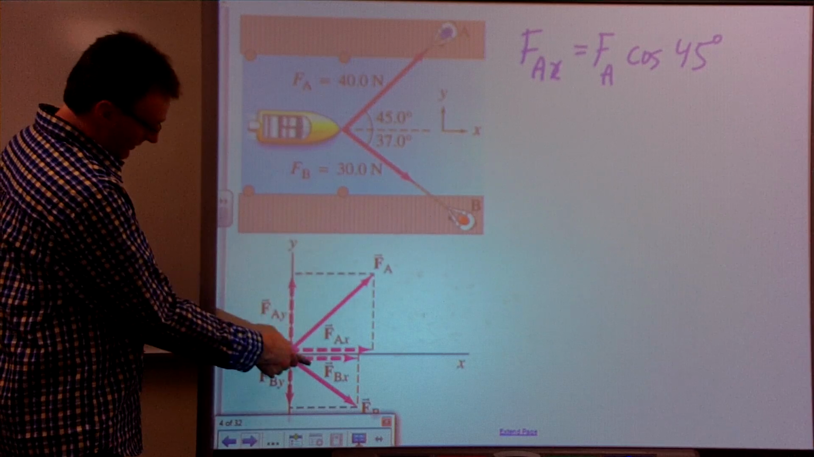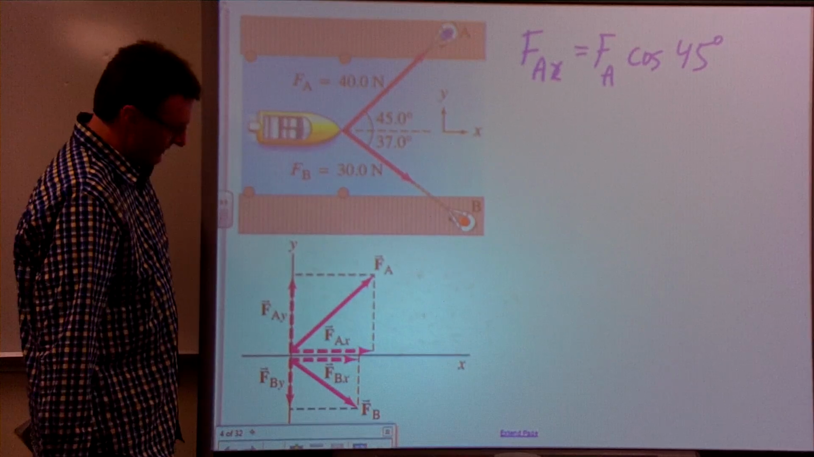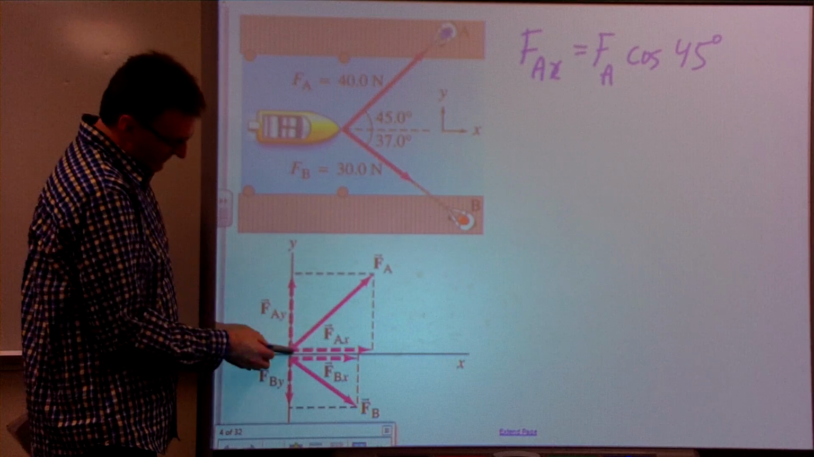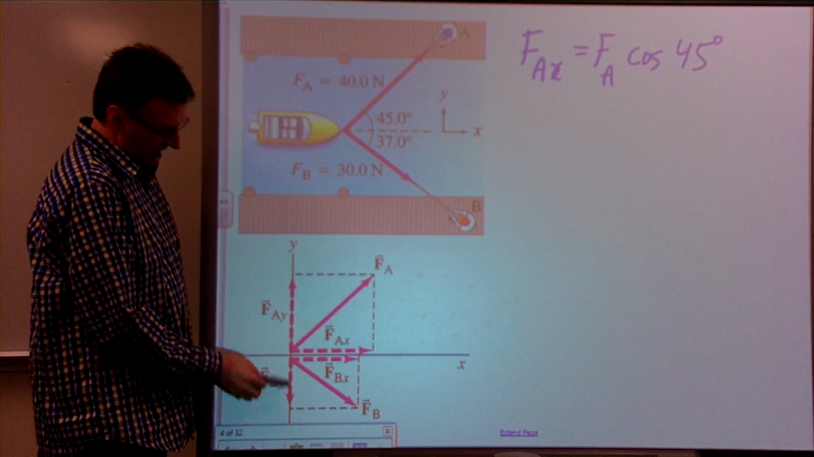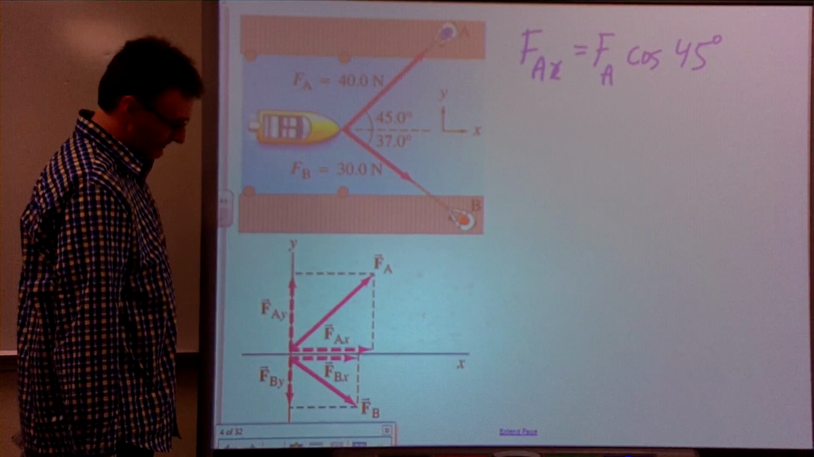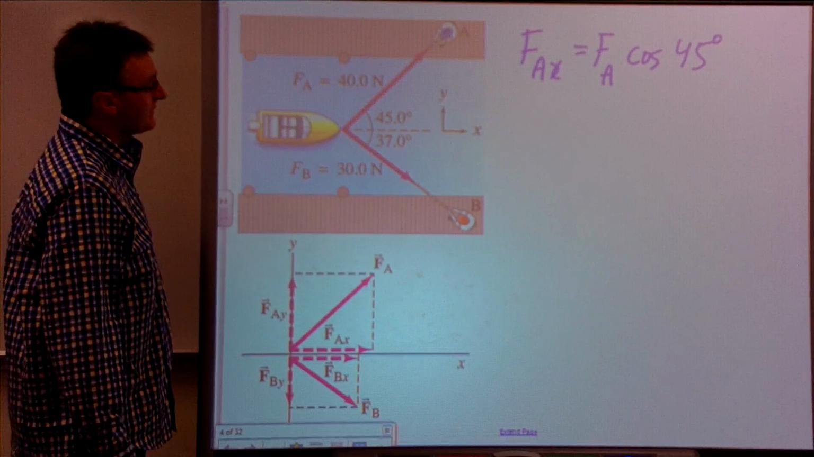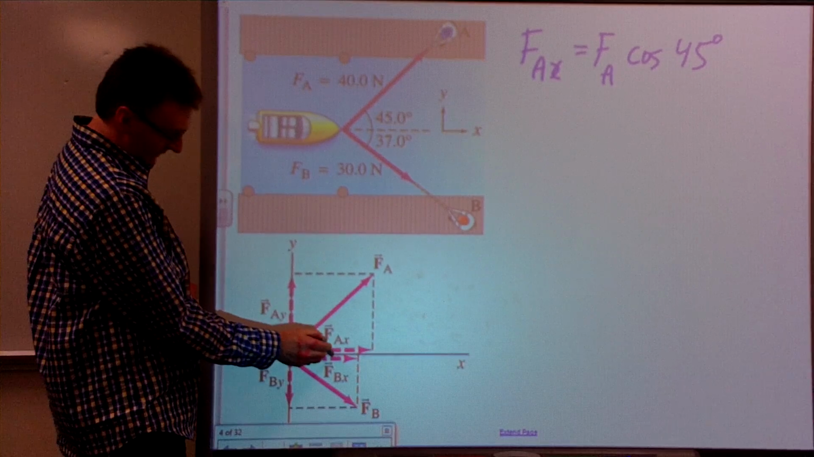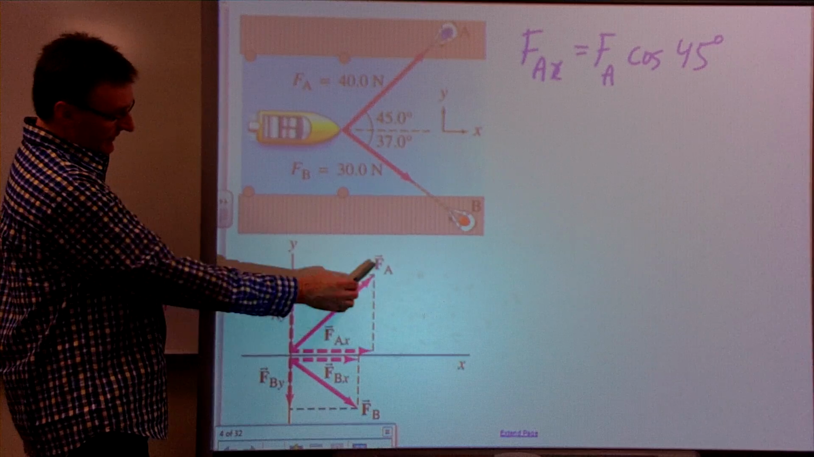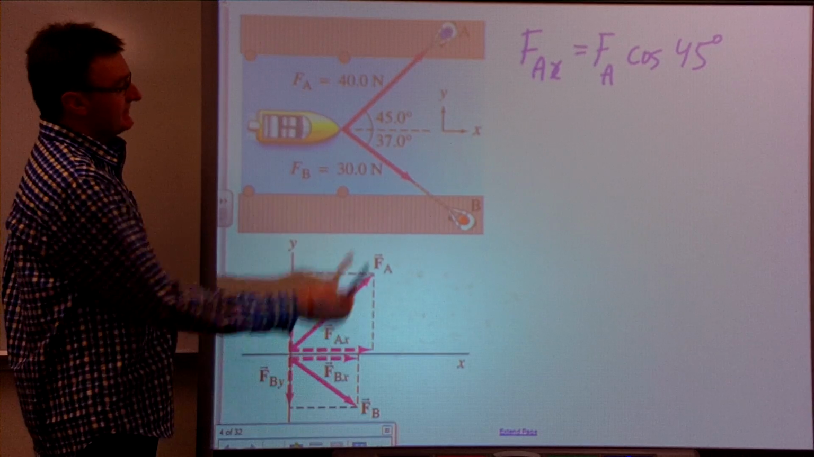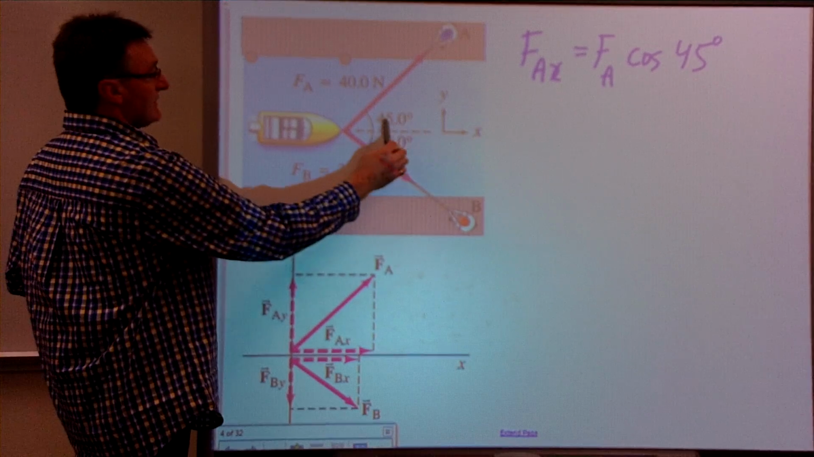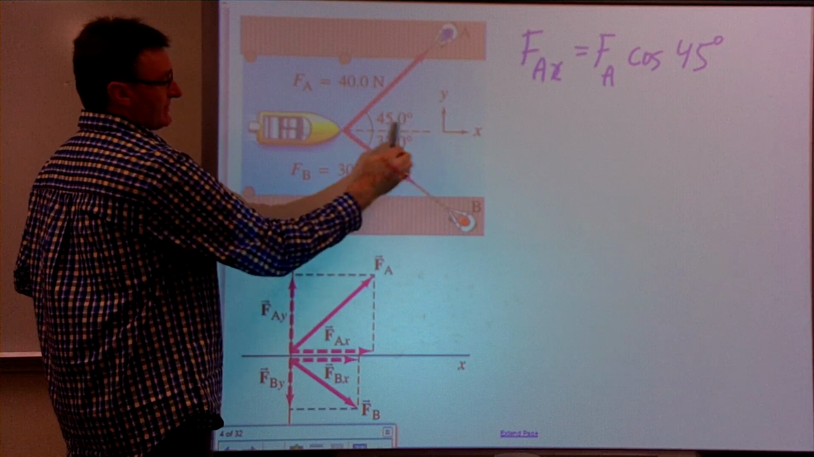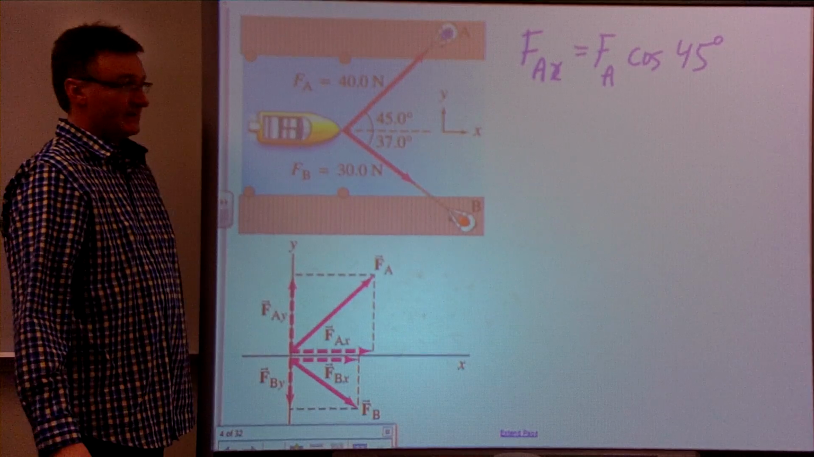All right, so I've got our components down here now. We're looking for the y component of A, the x component of A, the y component of B, and the x component of force B. We'll start out with force A in the x direction, F_Ax, which is the magnitude of force A times the cos of 45 degrees. Since we want this component, it's the cosine ratio that's going to give us that.